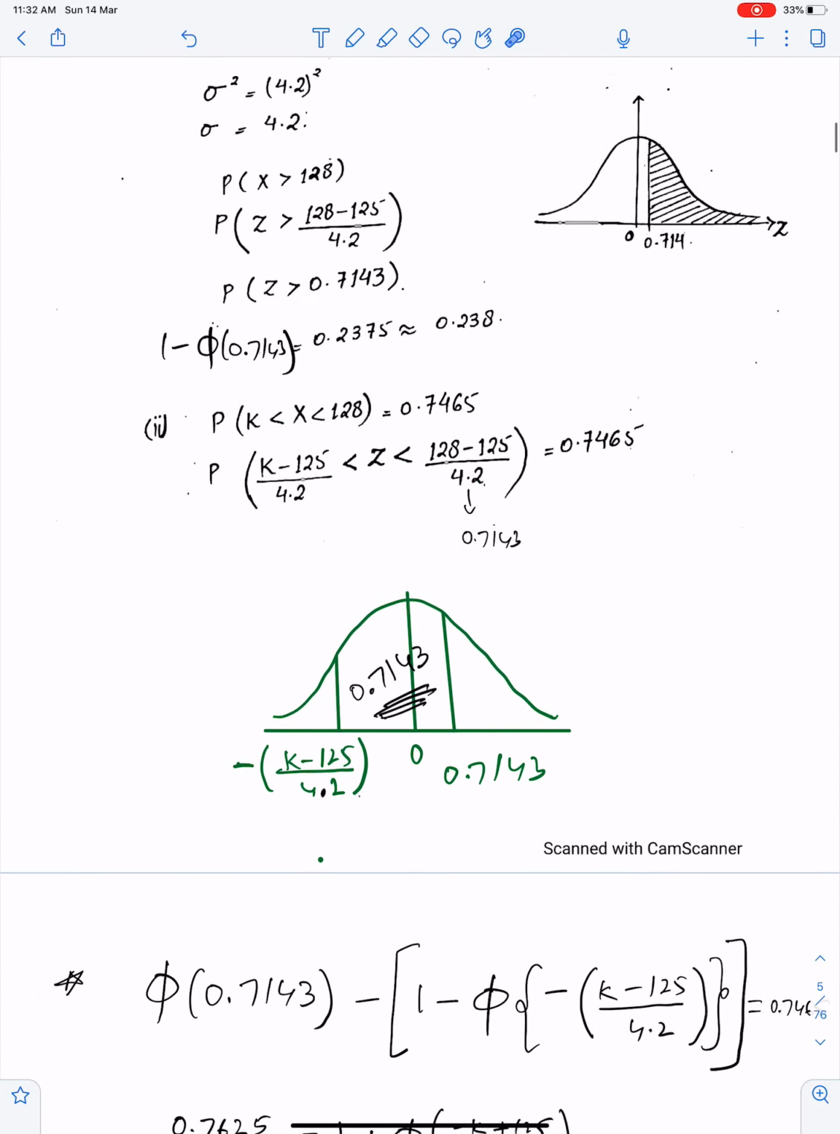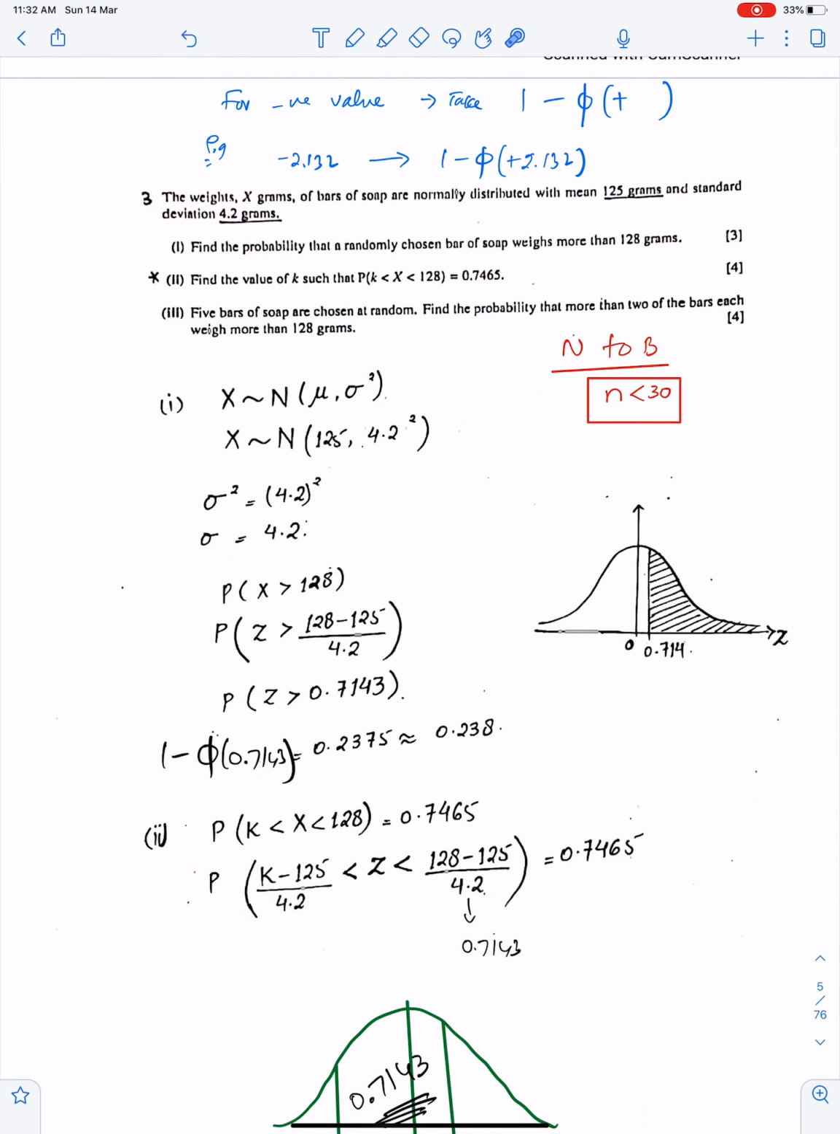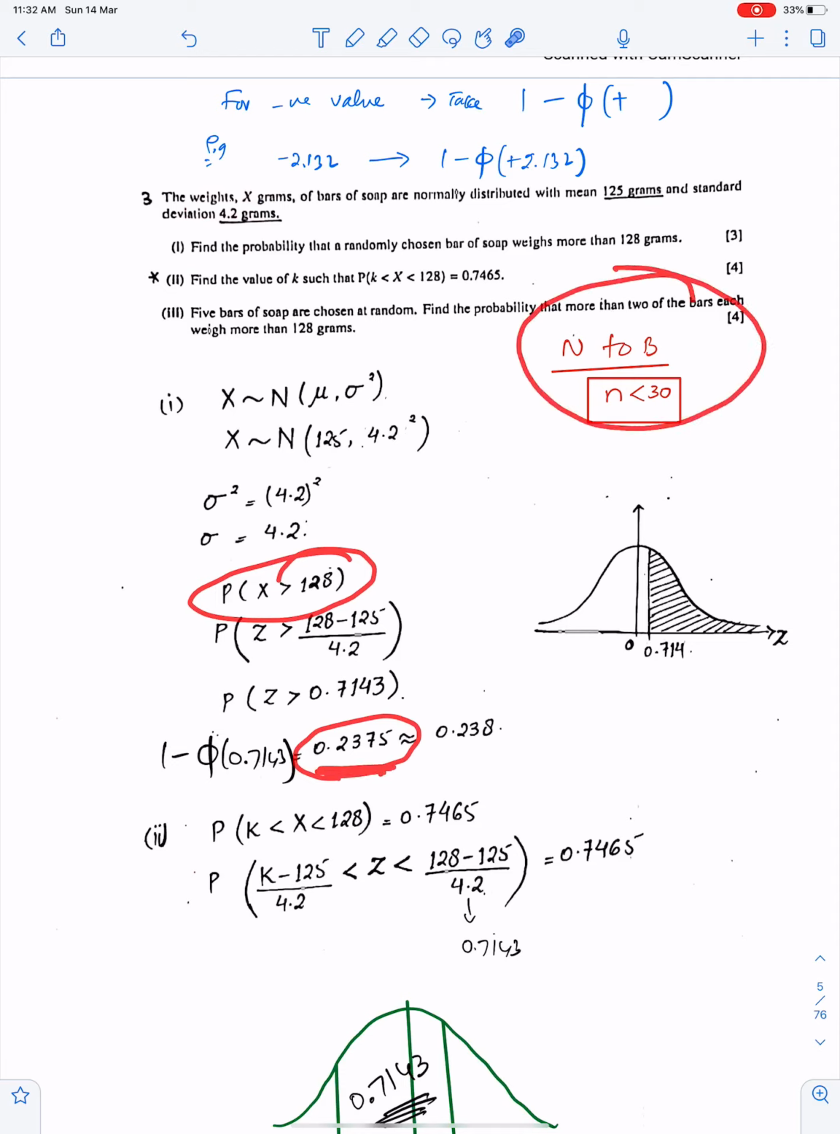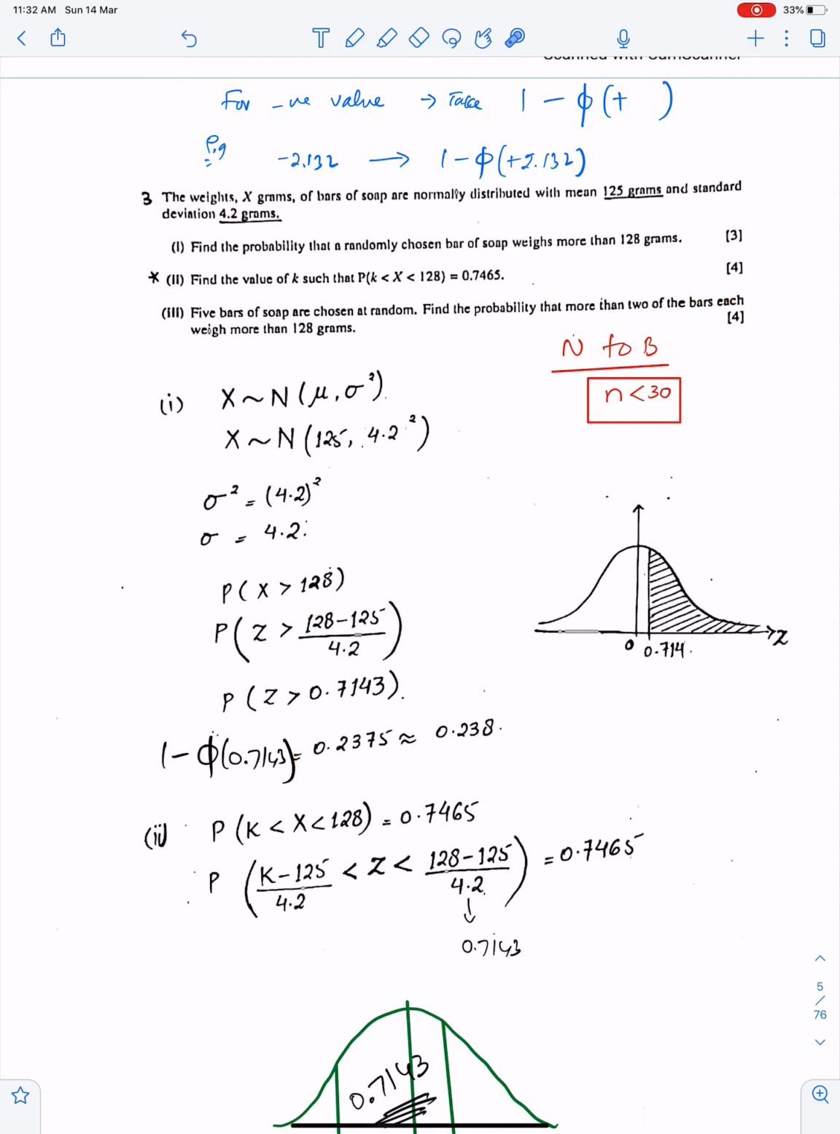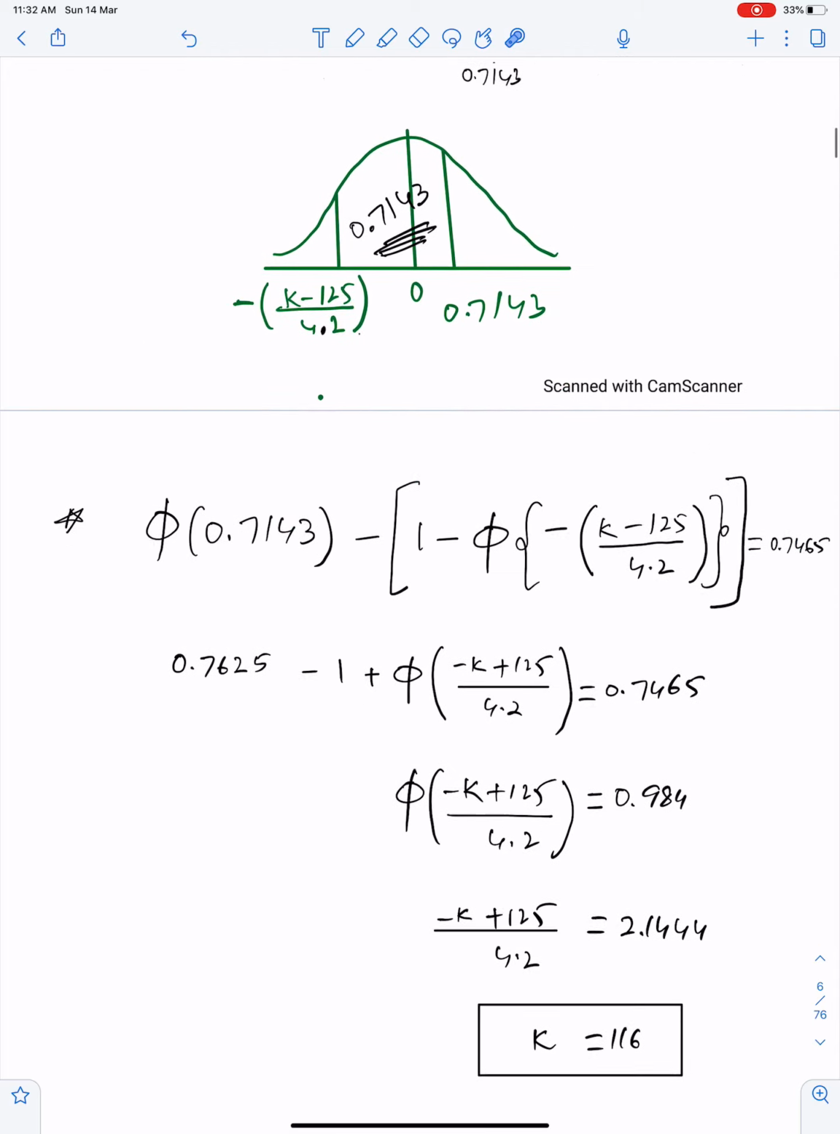Now check this in normal distribution. It's mentioned weights more than 128 gram, so the probability is this. This is more than 128 grams, so this is the p for this part. You always get p of binomial through normal distribution. Normally p is in the previous parts. If not, then you have to find p through normal distribution and then use it in binomial distribution. So this number is p, 0.2375.